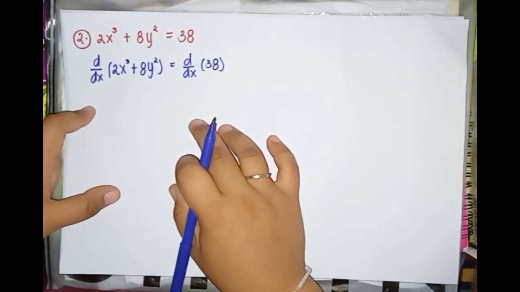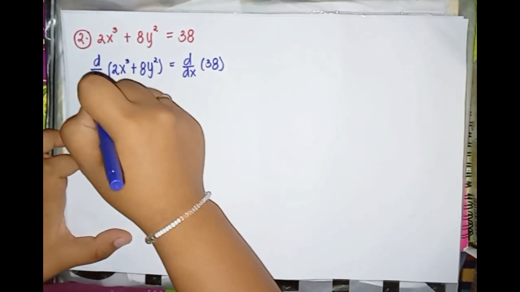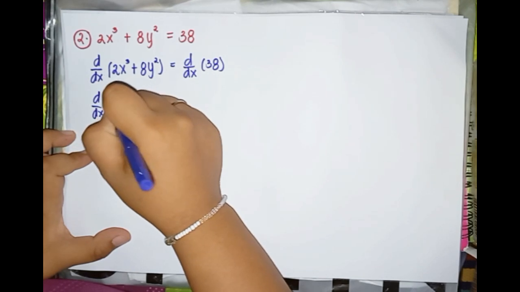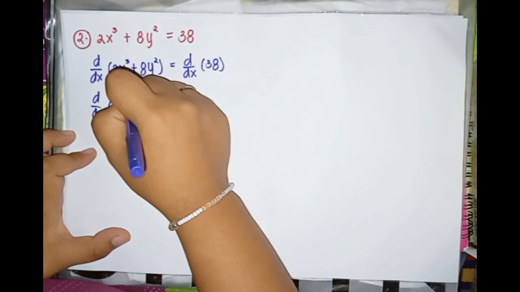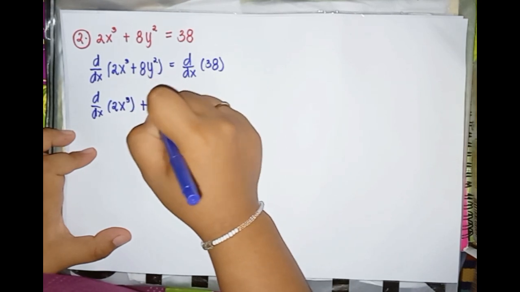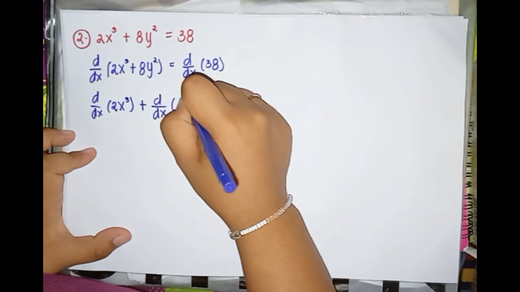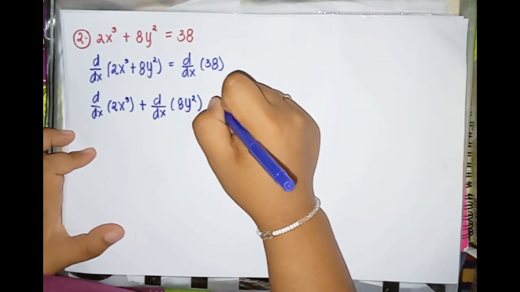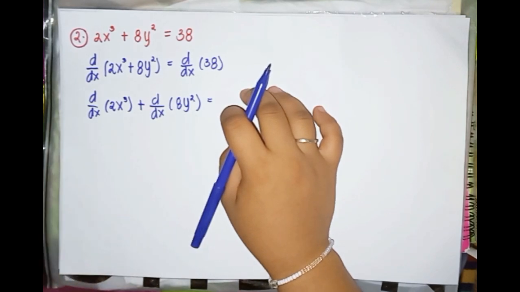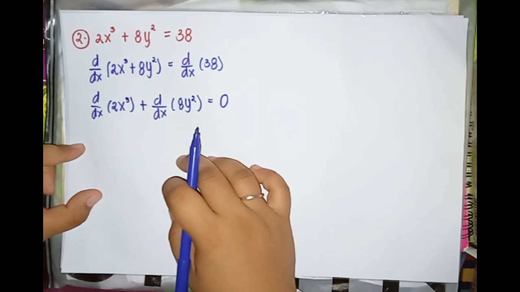Now, as we all can remember, the derivative of a sum is just the sum of the derivatives. So let's arrange things. We have d over dx of 2x cubed plus d over dx of 8y squared is equal to, again, we know that the derivative of a constant is just 0, so it's equal to 0.